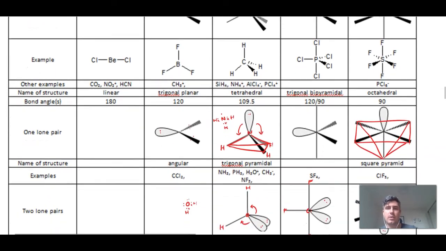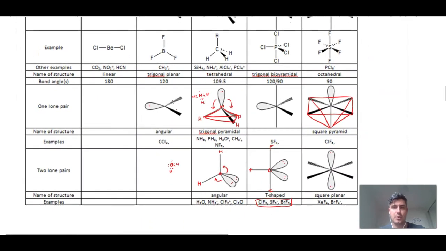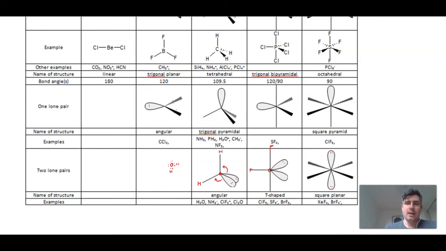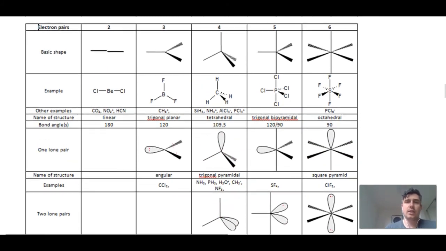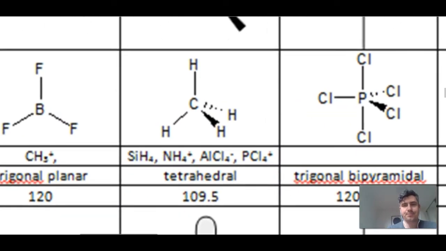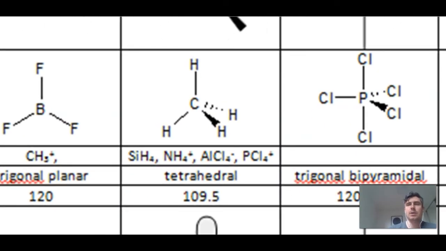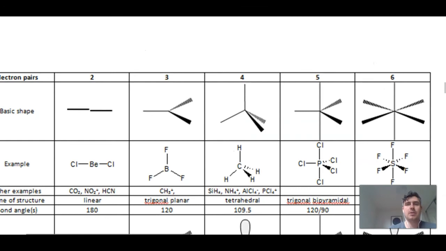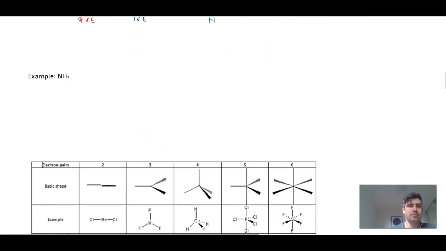If you go and look at the options there, let's get rid of these, we can see that we're looking at a basic structure of a tetrahedron there. Okay, 109.5 degrees bond angle. Now, if we look at the next example, we've got NH3.